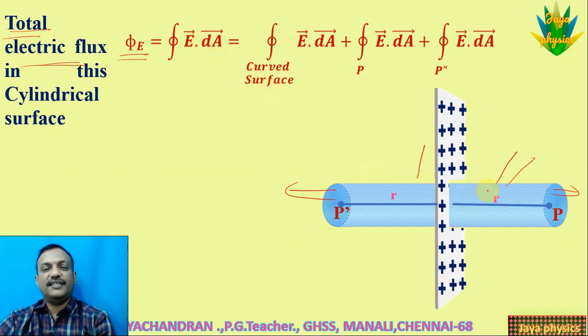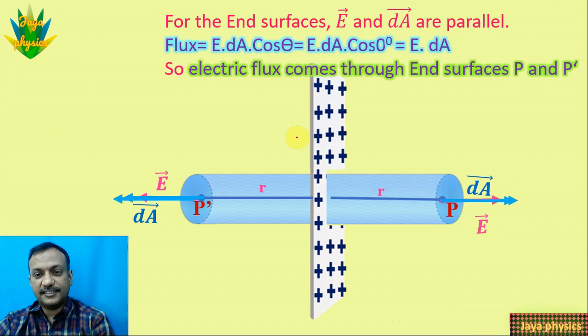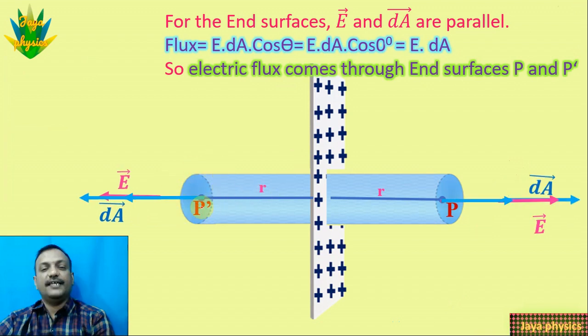Now, I am having three surfaces. One is the curved surface, another is the end cap P, and another is the end cap P dash. So, I will rewrite the surface integral of E vector dot dA vector as the sum of three values: the curved surface, the end cap P, and the end cap P dash. Okay. Now, if you go to the end caps, is it clear?